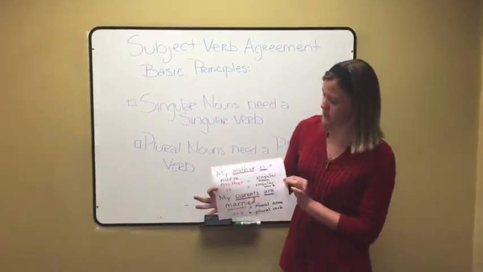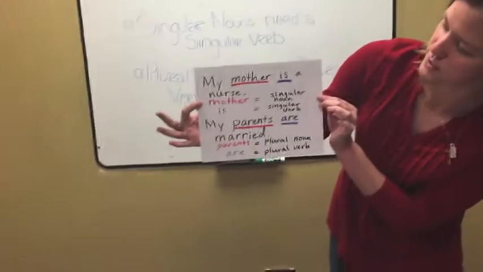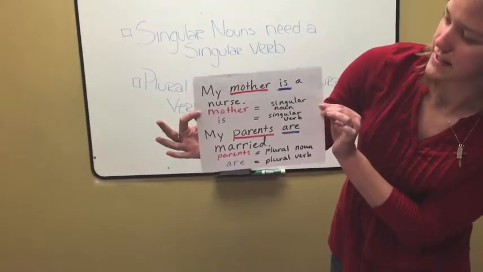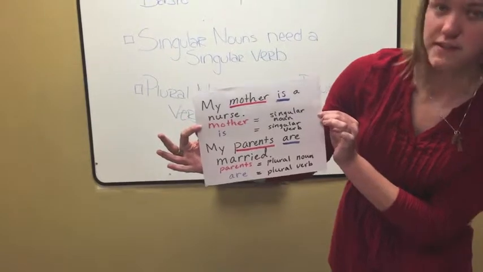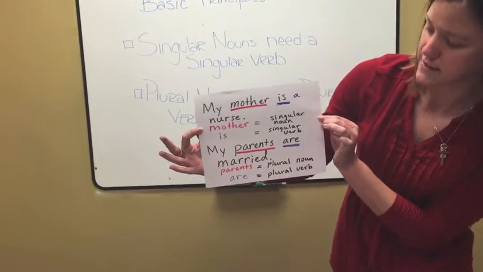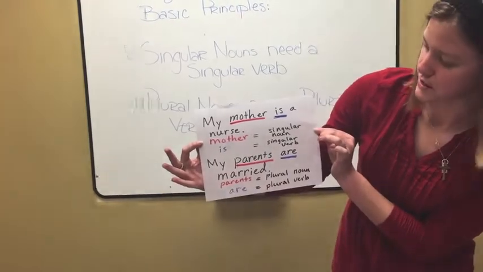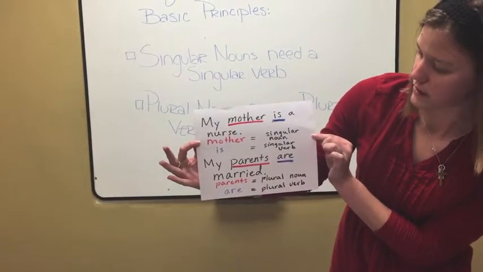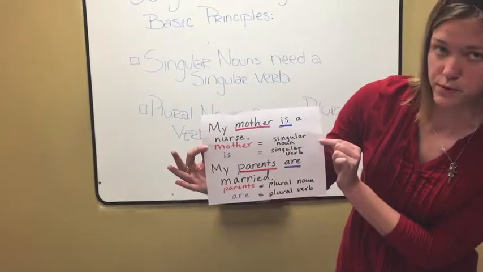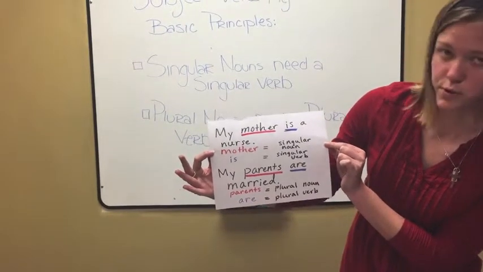A good example of this, if you'll look closely: my mother is a nurse. Mother is a singular noun. Is is a singular verb, so they agree. In a plural situation: my parents are married. Parents is a plural noun. Are is a plural verb.